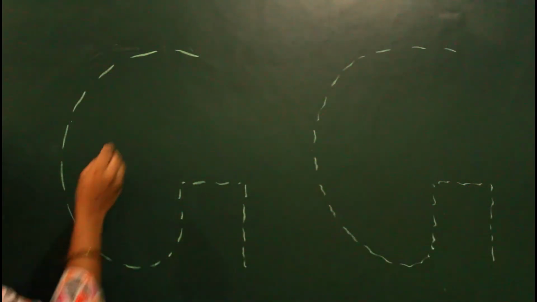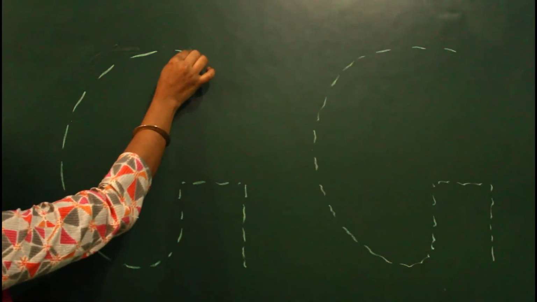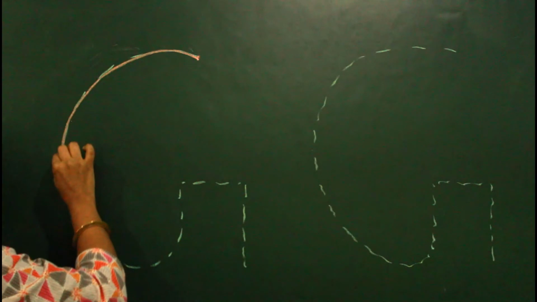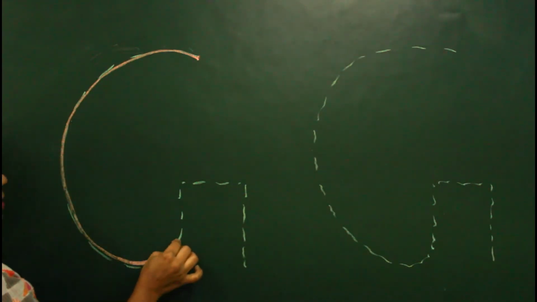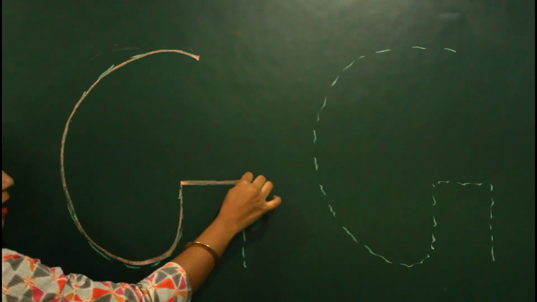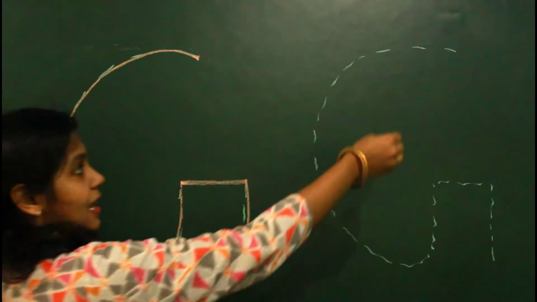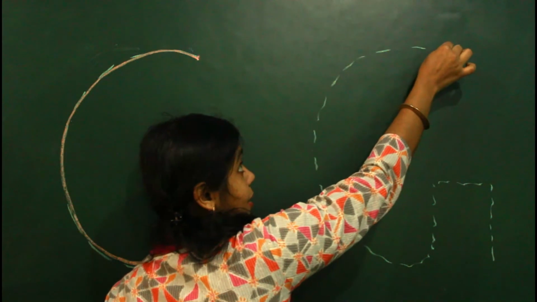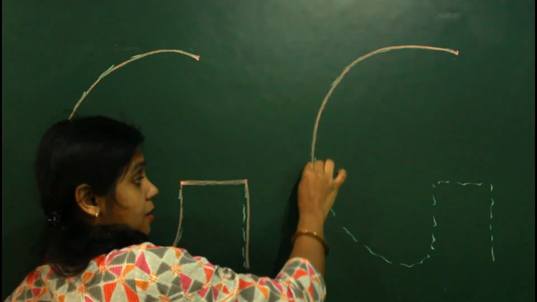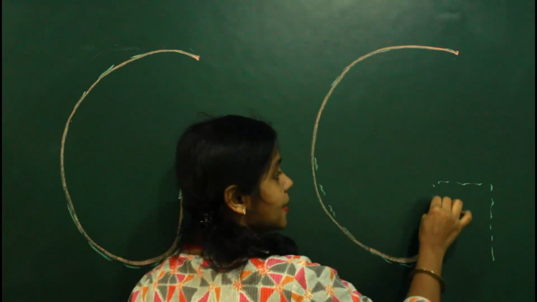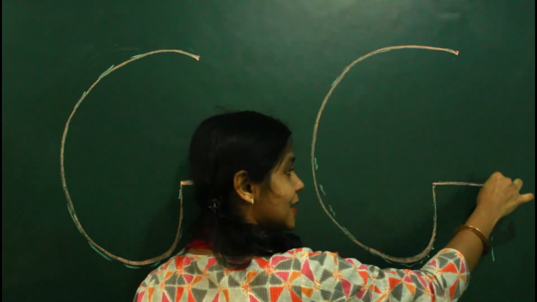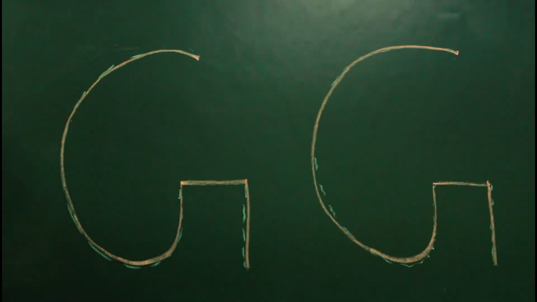Now let's see how to trace letter G. Okay, now let's see how to trace big G. You have to start from here and make a right open curve like this. Then bring up, then a sleeping line, then a standing line. Big G. Okay, once again I'll show you. You have to start from here, then make a right open curve, bring up like this, then sleeping line, standing line. Big G.